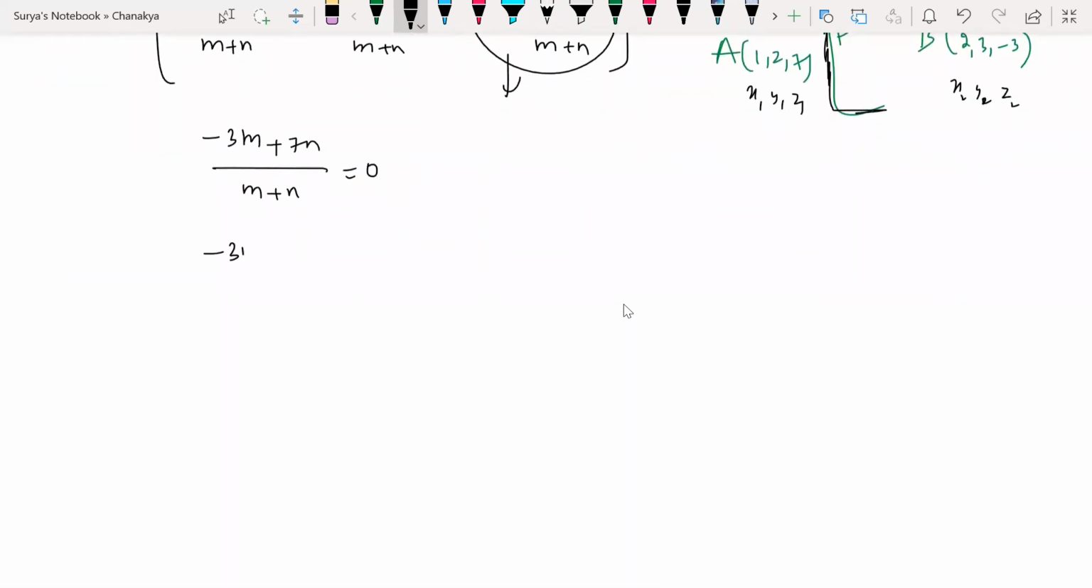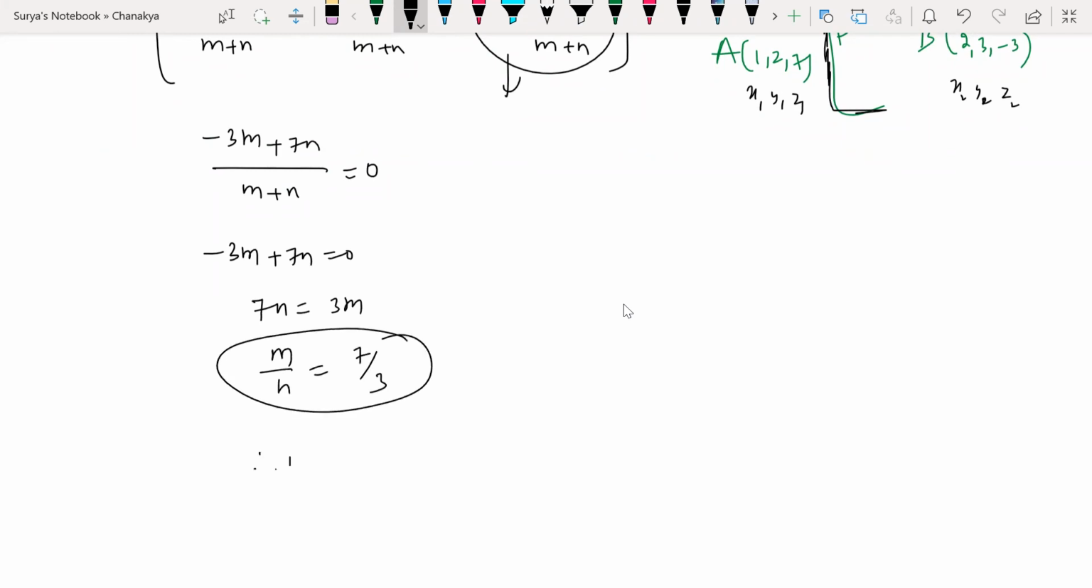So which is equal to 0 now? If it is equal to 0, 3m plus 7n is equal to 0. 7n is equal to 3m. So m by n is equal to 7 by 3. That's the ratio, 7 is to 3. Isn't it a very beautiful and good question? Tell me. Yes, sir. Indeed, it is.